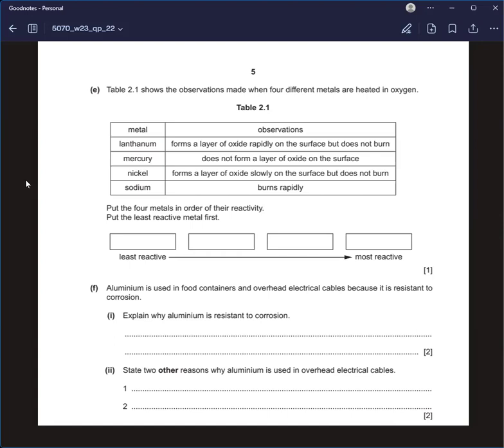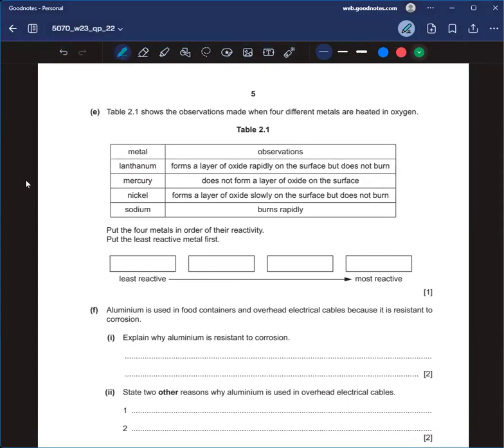Mercury does not form a layer of oxide on the surface. Nickel forms a layer of oxide slowly on the surface but does not burn. Sodium burns rapidly. So burns rapidly means that sodium would be the most reactive. So I'll write sodium first because I figured it out first. Then I'll just cancel it out.